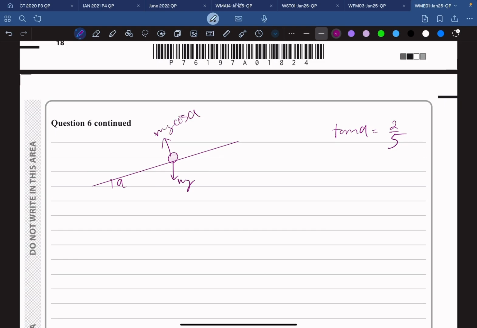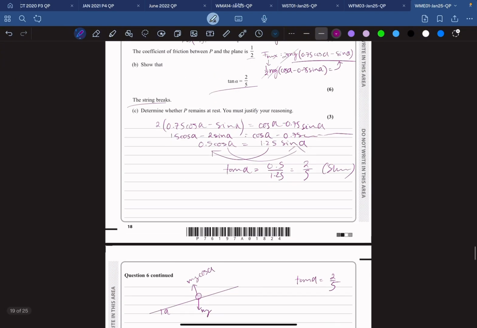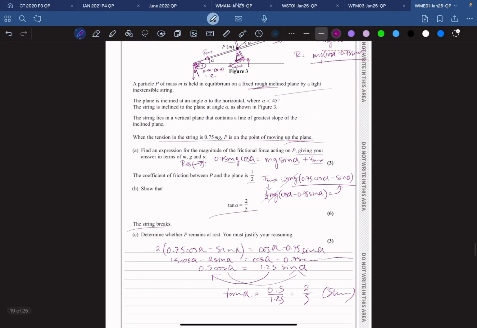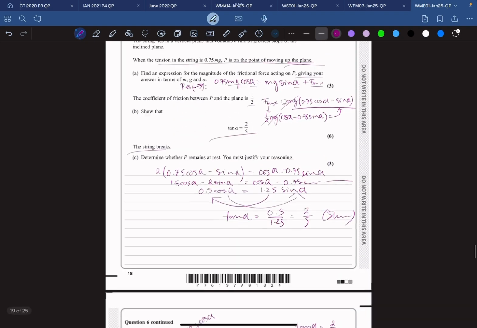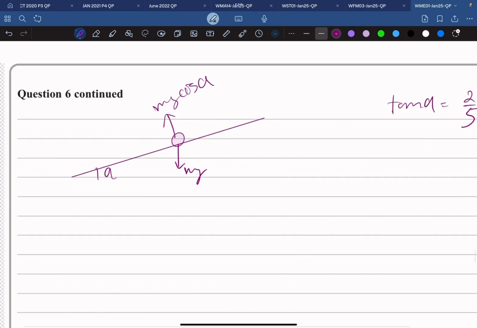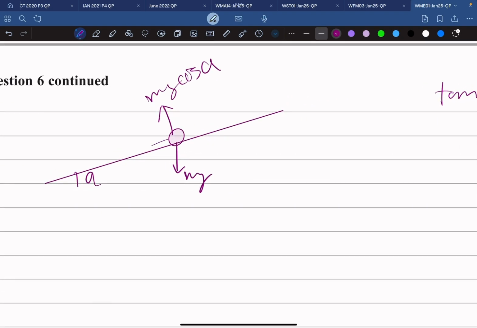Now, no more strings attached here, so what other forces are there? There's going to be friction. Why? Because naturally this particle is going to try to move down, because there's a component of weight acting down the slope in this direction. So of course it's going to try to move down because there's a resultant force.